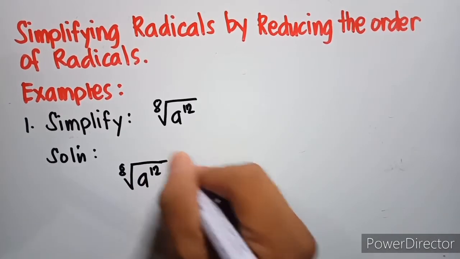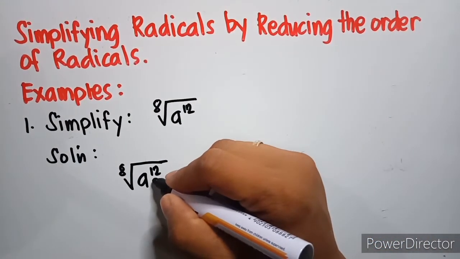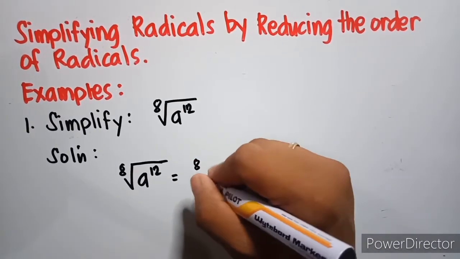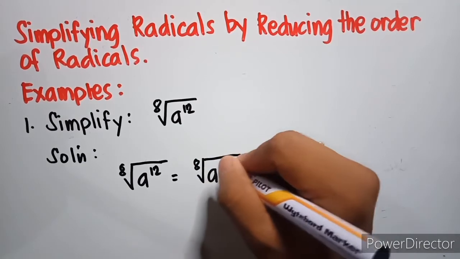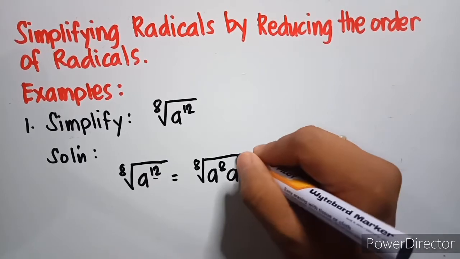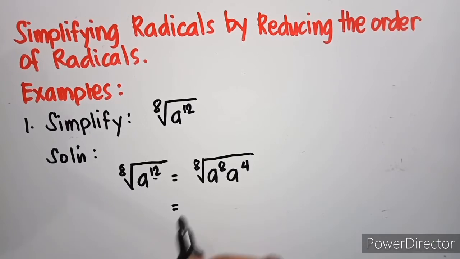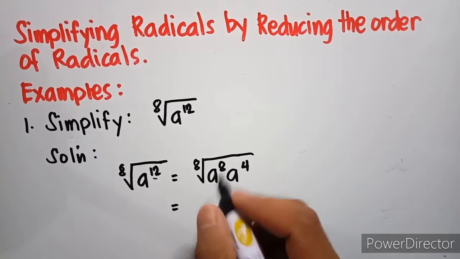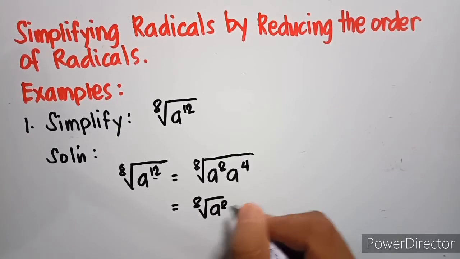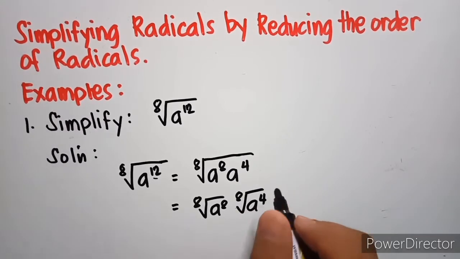Katulad nung ginagawa natin kanina, na hahanapin natin ang multiples ng 8 na index na mas mababa sa 12. So, that is 8th root of a raised to 8. So, since we have 12, so kailangan pa natin ng 4. So, a raised to 4. Then, we will have this one as 8th root of a raised to 8, 8th root of a raised to 4.